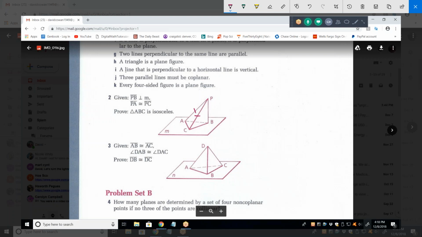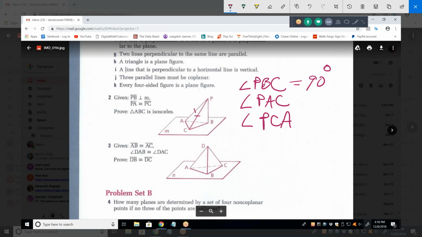Do you know how to do this, or you want me to start you off? Walk me through your logic if you think you know how to do it. We know that angle PBC is 90 degrees. What else do you know? How about angle PAC and angle PCA? What do you know about those?